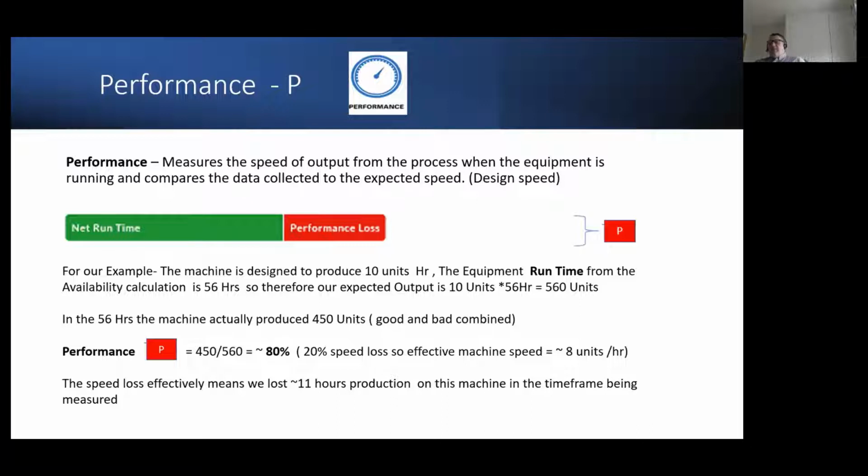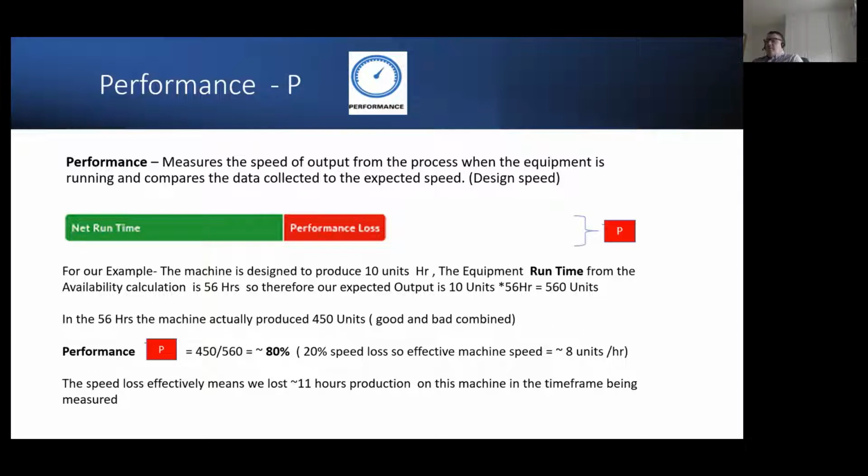In terms of performance factor, this measures the speed of output from the process when the equipment is running and compares the data collected to the expected speed or the design speed of the equipment. So from our net run time, the machine did run for our net run time, but was it running slower than we expected? For example here, the machine is designed to produce 10 units an hour. The equipment run time from the availability calculation is 56 hours, we know that. So therefore, we expect to produce 10 units over each hour over the 56 hours with an expected output of 560.